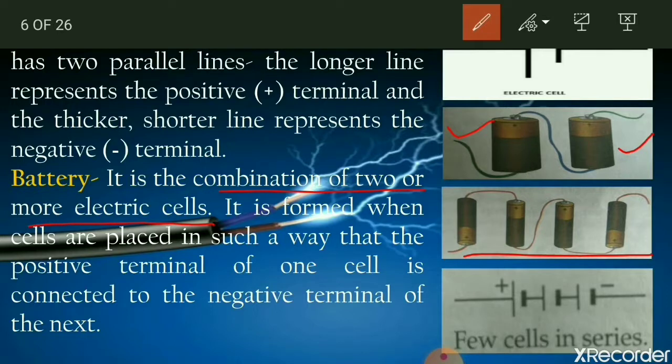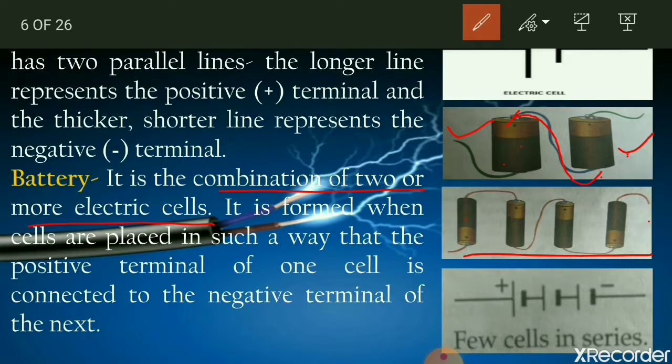We know that it is formed when the cells are placed in such a way that the positive terminal of one cell is connected to the negative terminal of the next cell. So here you can see, suppose this is the positive terminal and this is the negative terminal. The positive terminal of one cell is connected to the negative terminal of the other cell. Here also you can see this is a battery of two cells, this is a battery of four cells. So this is the way in which the cells are joined together.